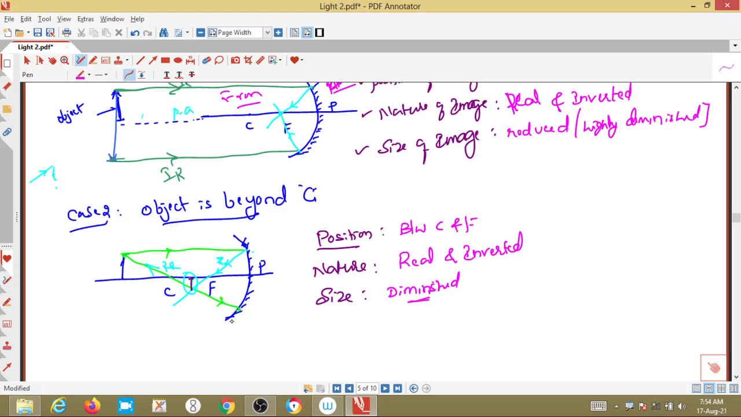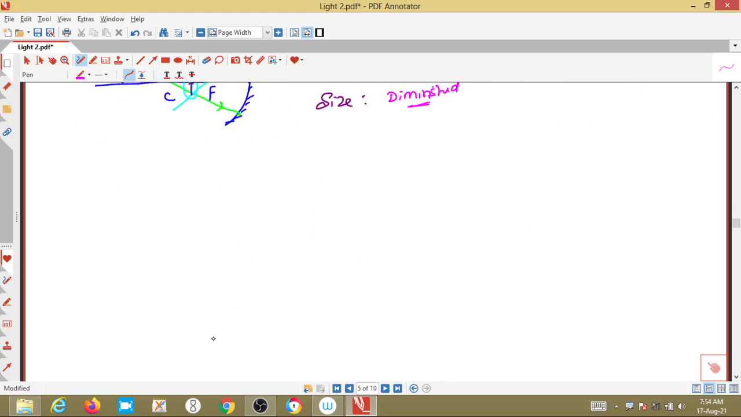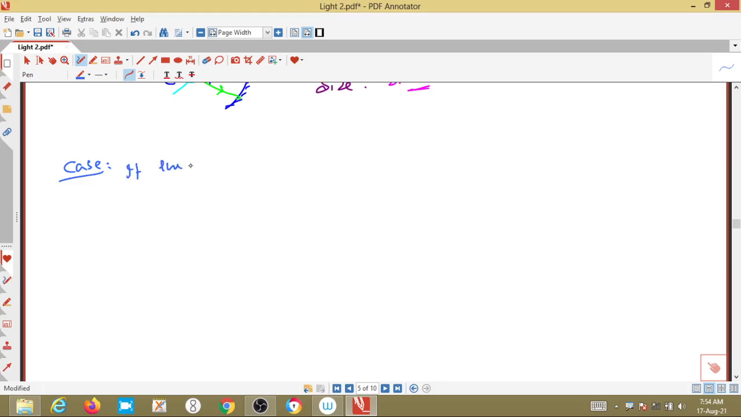Okay. Then we will go to the next case. What will the third case say? We will see what the third case is. Third case: if the object is placed at C, that is the center of curvature. So draw a ray diagram for this.